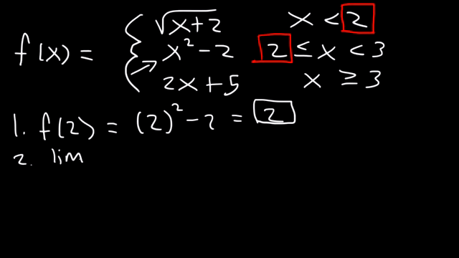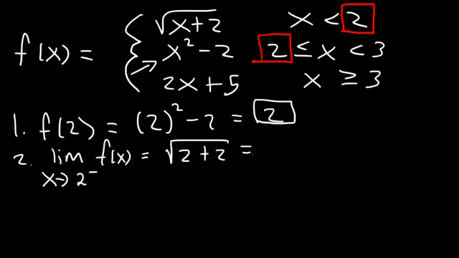So first, we need to find the value of the limit as x approaches 2 from the left side of f of x. So on the left side of 2, that's when x is less than 2. So we got to use this function. And so that's going to be the square root of 2 plus 2, which is the square root of 4, and that's equal to 2.